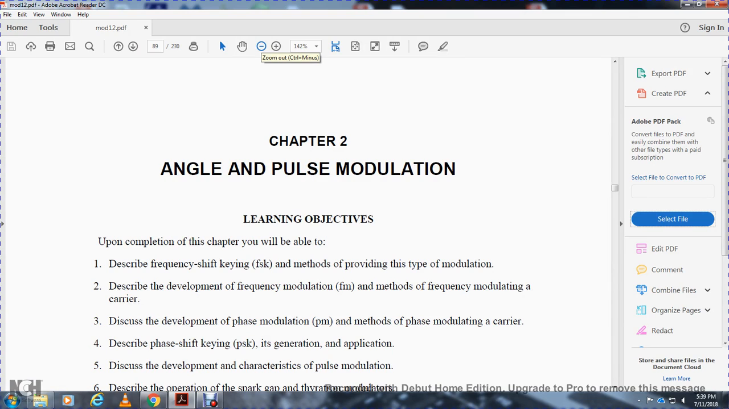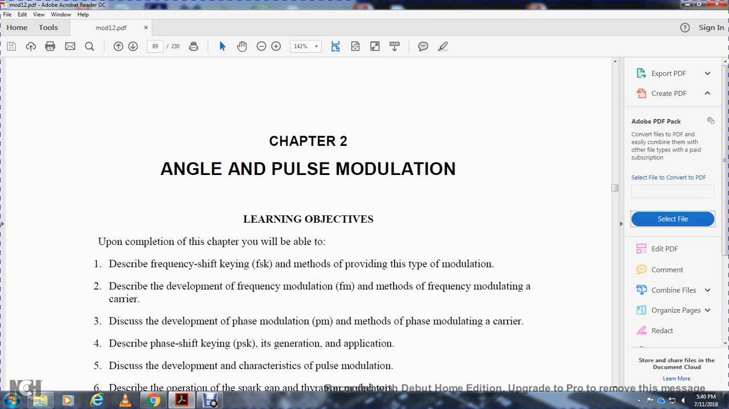Learning objectives: on completion of this chapter, you should be able to describe frequency shift keying and the method of frequency modulation, and describe the difference from the frequency modulation of the carrier. Describe the development of phase modulation, the method of phase modulating a carrier. Describe phase shift keying and its generation and applications.